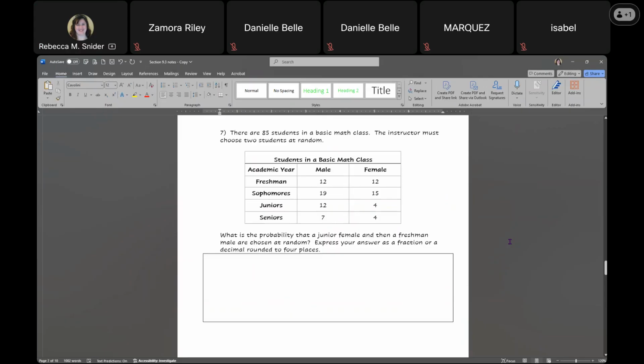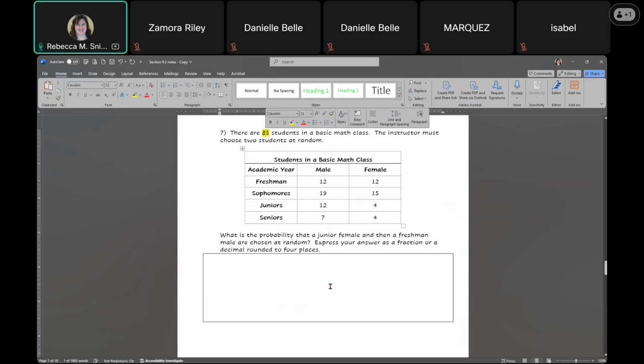So this here is going to jump more over into the empirical idea, because remember, now we're talking about a population and we've got a table to work from. So there are 85 students in a basic math class. Right here, I just gave you a total, so that's the total that you would have to use regardless of anything else in the problem. The instructor must choose 2 students at random. What is the probability that a junior female and then a freshman male are chosen at random?